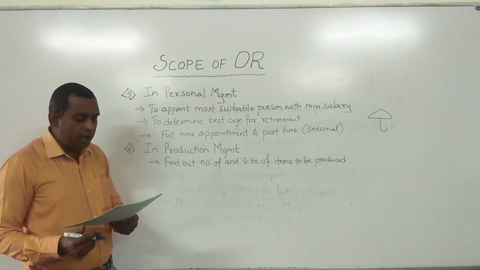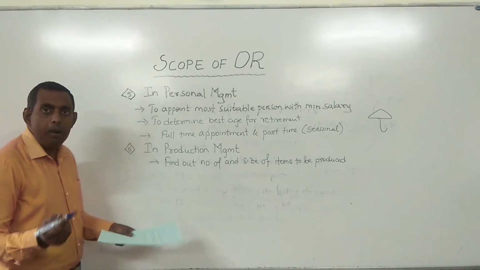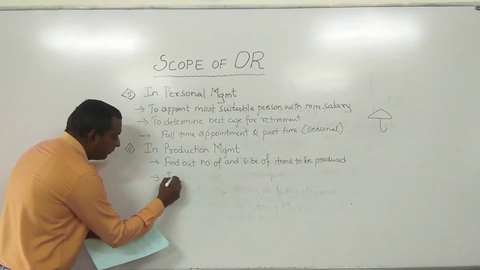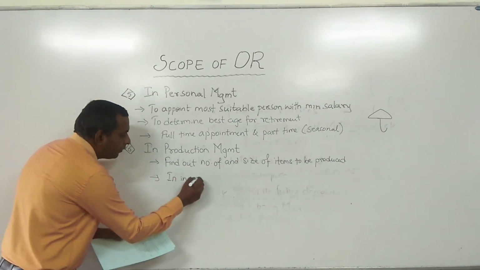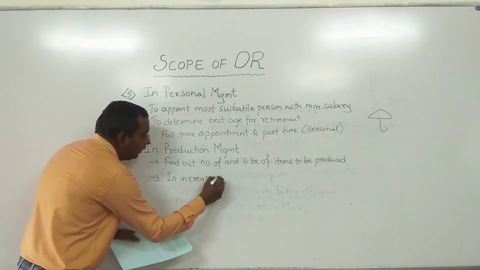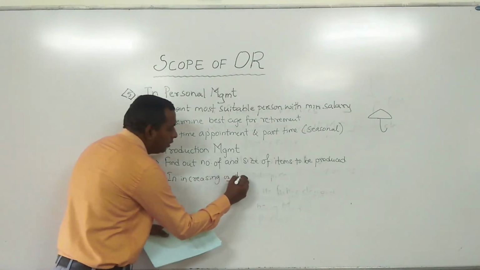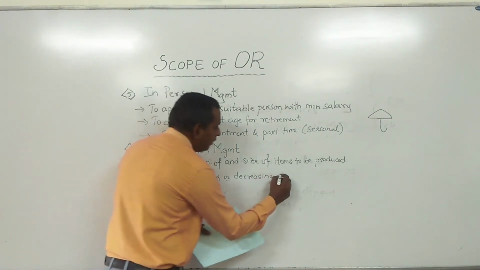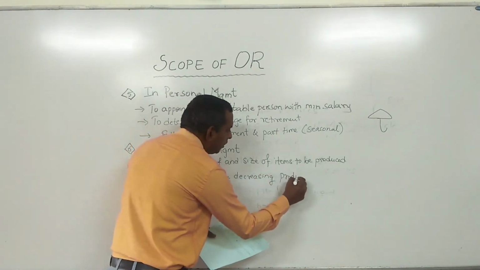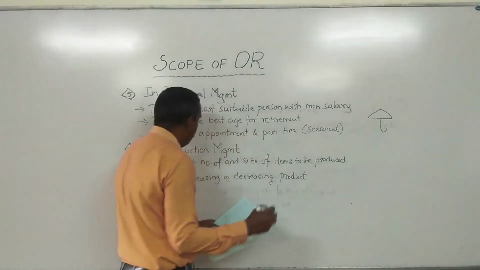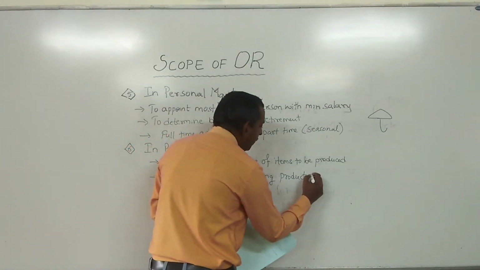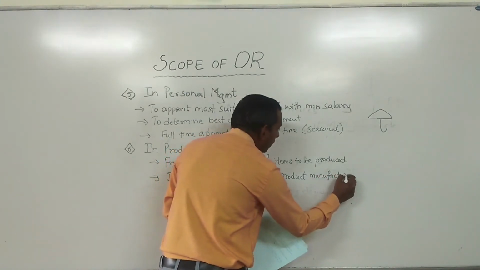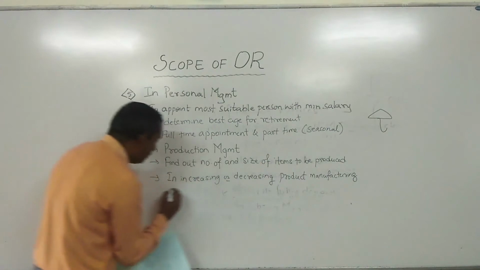Next one is calculating optimum sales, in increasing or decreasing product manufacturing. We have already discussed this point.